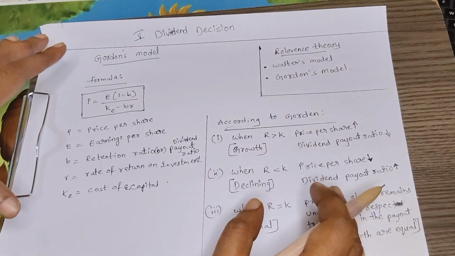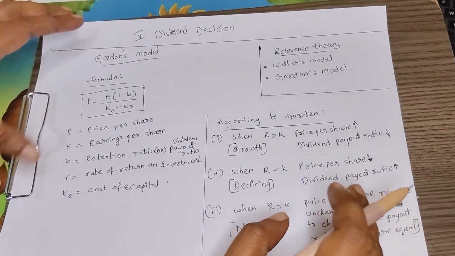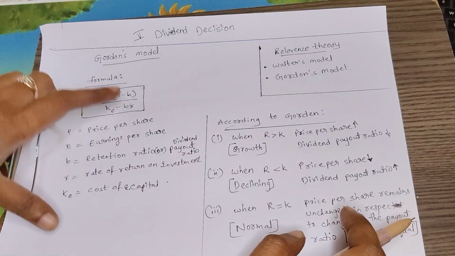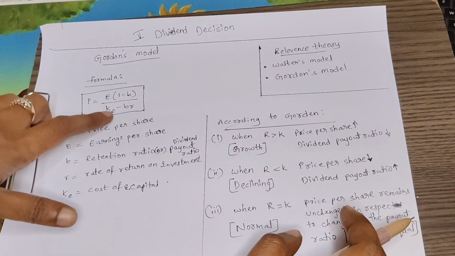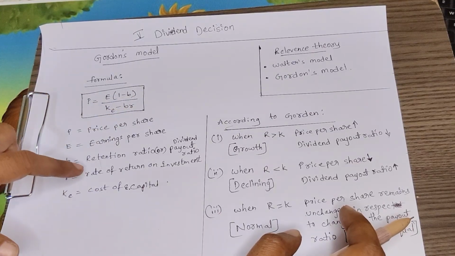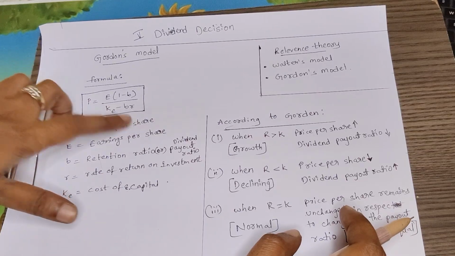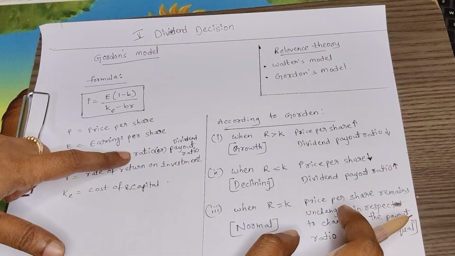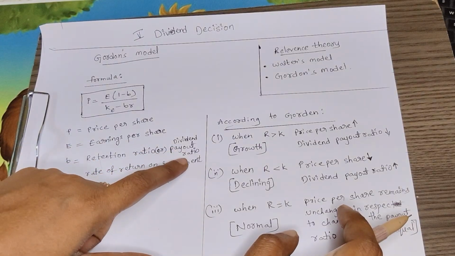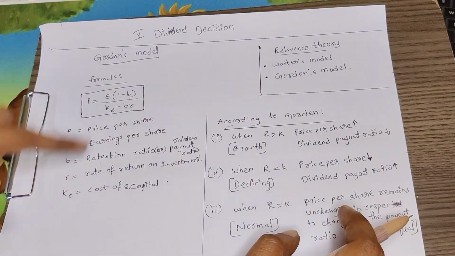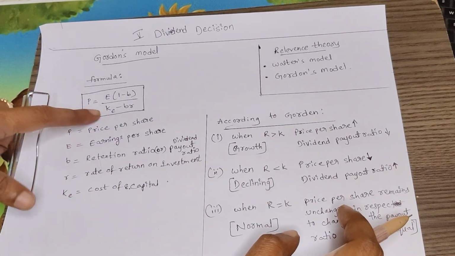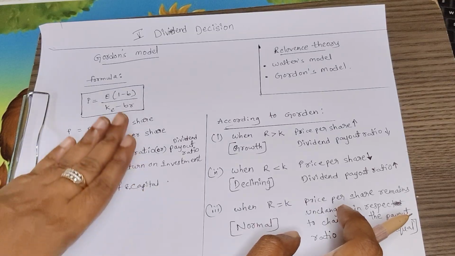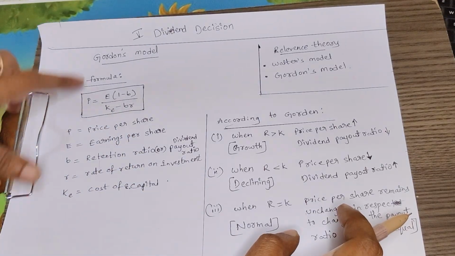Here we are discussing only the problematic part of Gordon's model. If you want to calculate Gordon's model, you require this formula: P = E(1 - B) / (KE - BR). What is P here? Price per share. E is earnings per share, and B is the retention ratio, or else we can say dividend payout ratio. R is the rate of return on investment, and KE is the cost of equity capital. These are the details you require to find the price per share under Gordon's model.